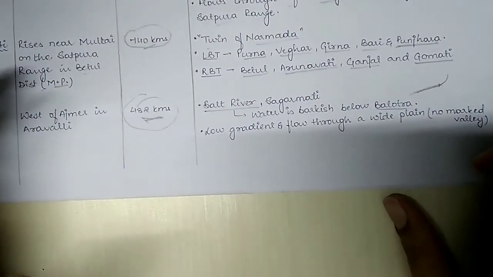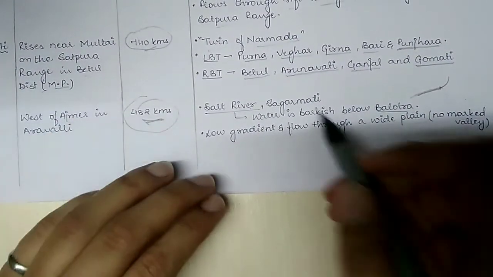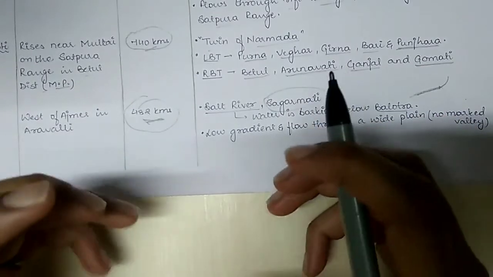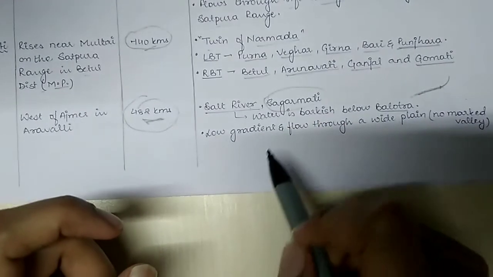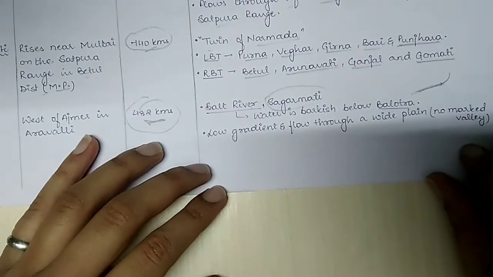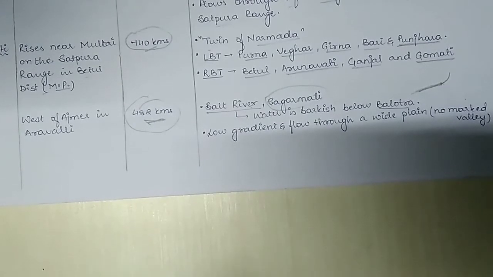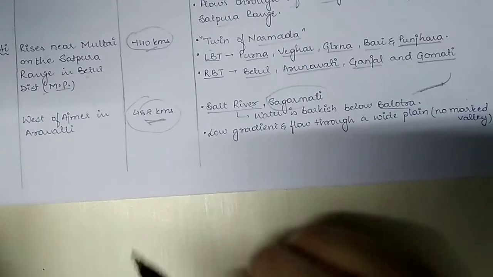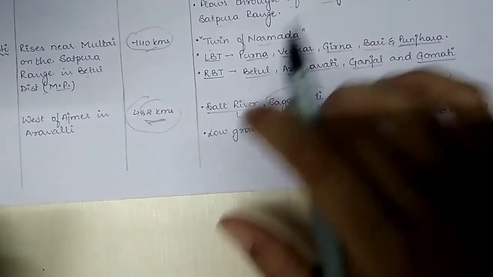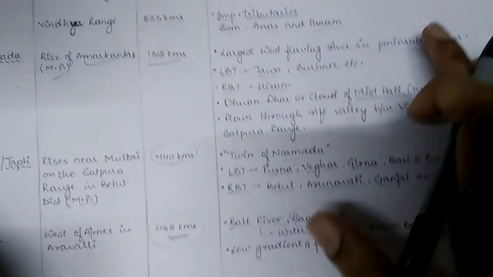It is also known as Sagarmati in the desert area. Now, because it has a very low gradient, it flows through a wide plain, and this wide plain has no marked valley, or very less marked valley. So these were the west flowing rivers of the peninsular India, and with this we cover the drainage system of the peninsular India.